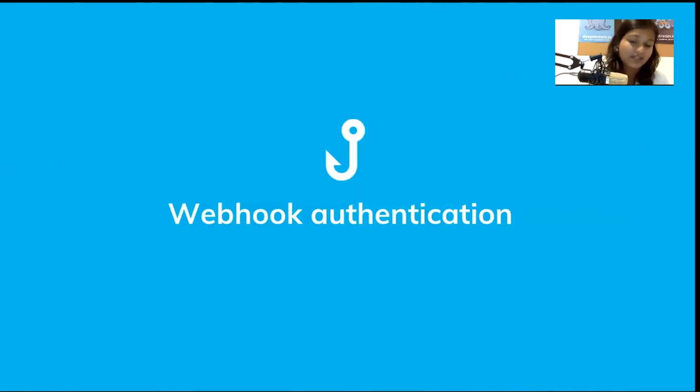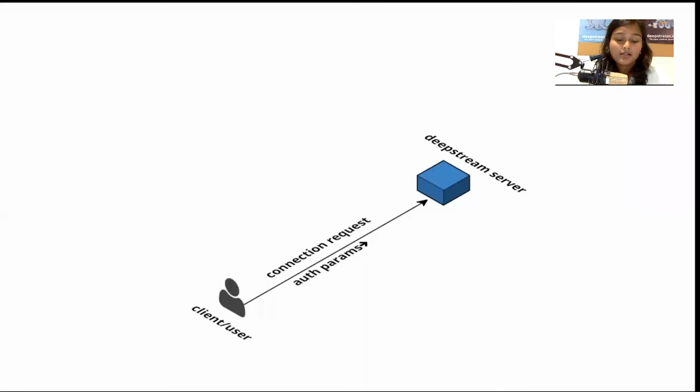Let's see what basically happens in webhook authentication in order to understand it better. So as usual, you have the client and your Deepstream server. Now, the client initially sends the connection request, and if the connection is successful, the client will next send the auth parameters to the Deepstream server, right? Now, what the Deepstream server does in case of webhook auth is you have an HTTP auth server of your own.